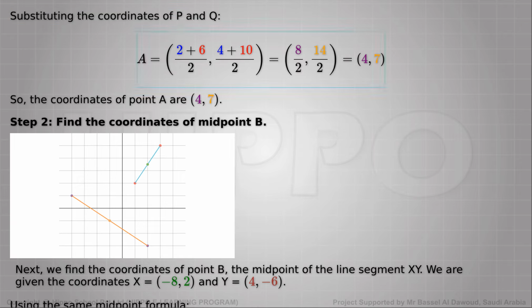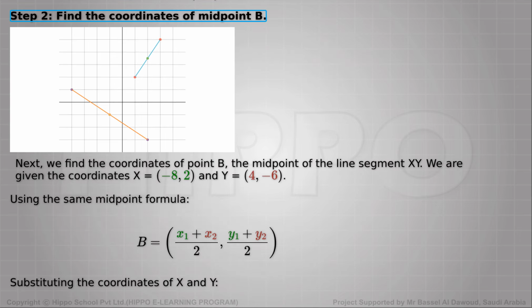For the x-coordinate of our midpoint A, we calculate 2 plus 6, which is 8, and divide by 2 to get 4. For the y-coordinate, we calculate 4 plus 10, which is 14, and divide by 2 to get 7. This means the coordinates for point A are 4, 7. Excellent. First step complete.